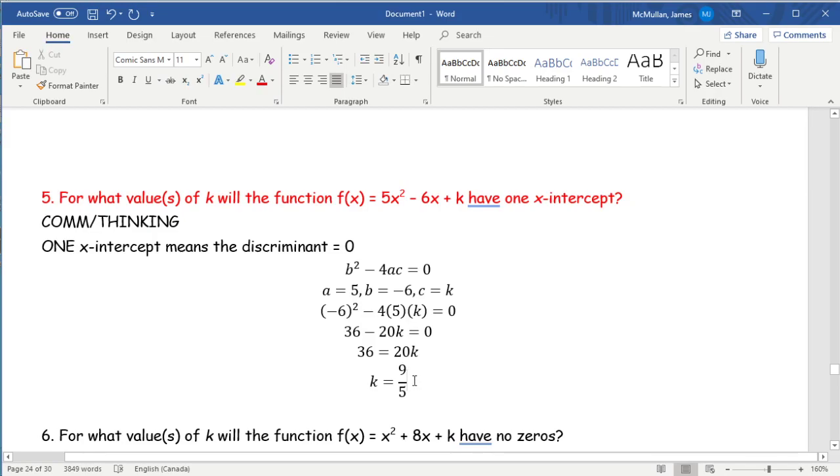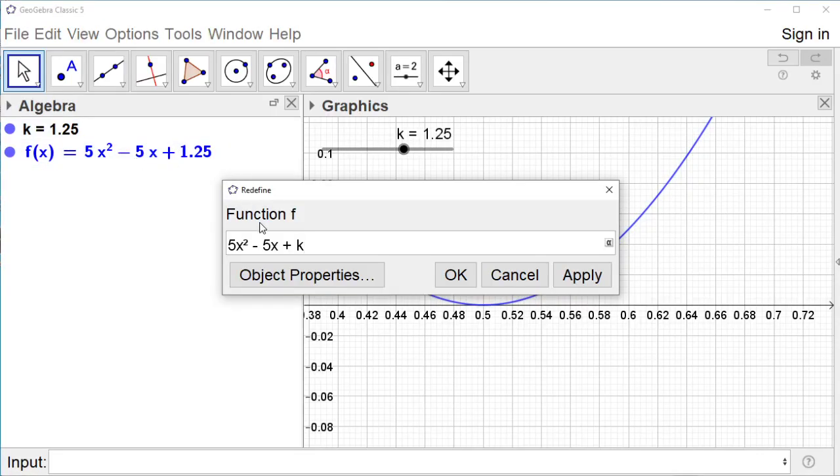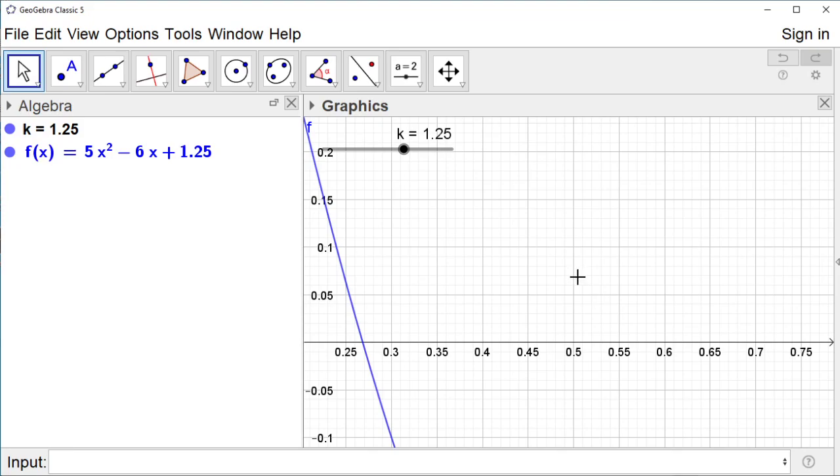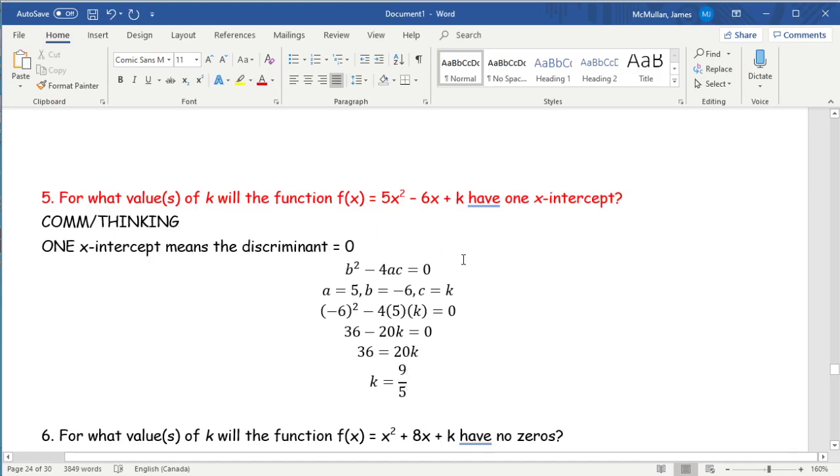I seem to have done this wrong. Let's just find the mistake here. Oh, sorry, if we divide them both by 4, we get 9 over 5. Oh, I see. I wrote the wrong thing in this. Sorry, I'm thinking to myself, what have I done here? Sorry, this is the wrong equation. Okay, so let's go back for a sec. So 5x squared minus 6x plus k.